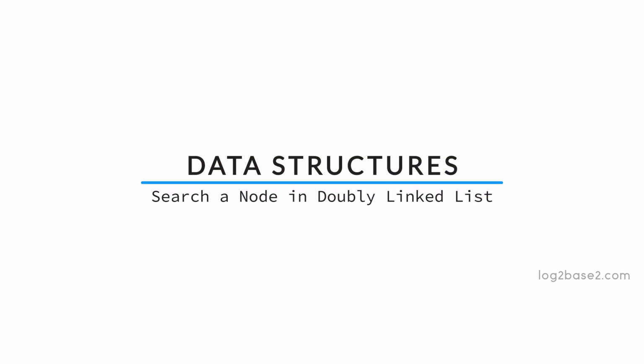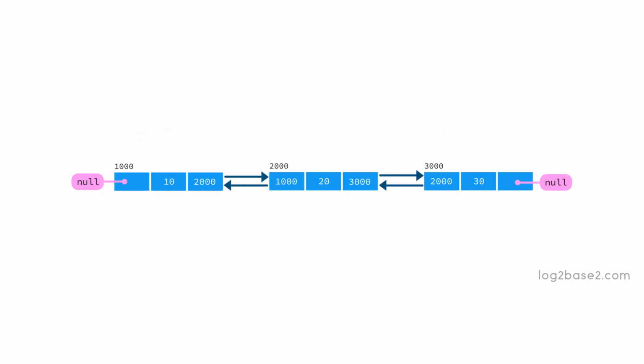In this video, we will discuss how to search for a node in a doubly linked list. To search a node in a doubly linked list, we have to traverse the list and compare the key with each node's data. If any node matches the key, then the search key is present in the list, and if we reach the end of the list and did not find a match, then the search key is not present in this list.